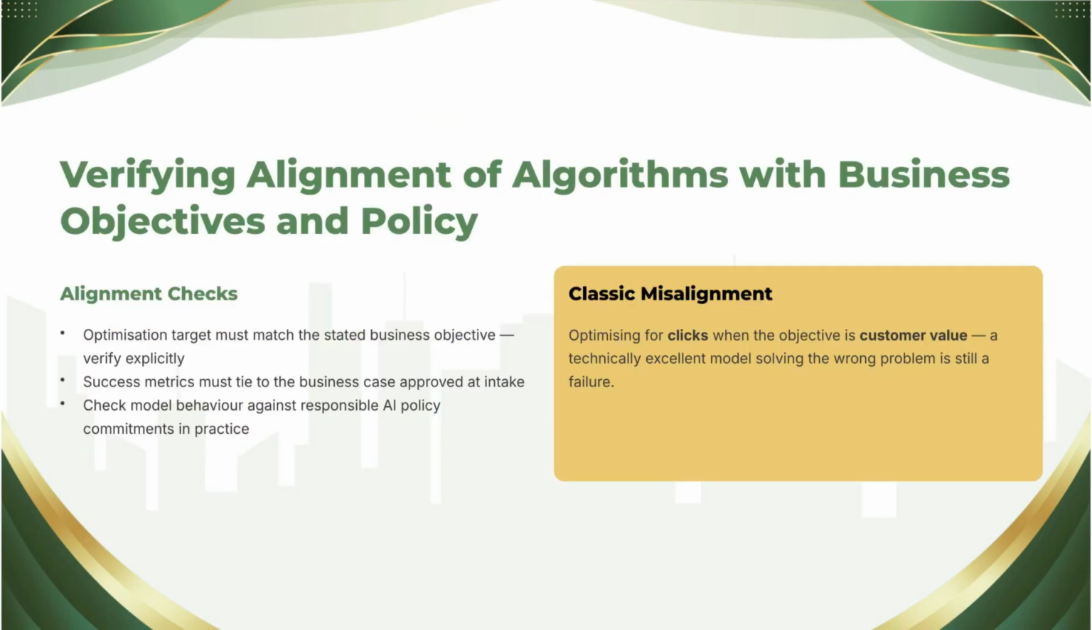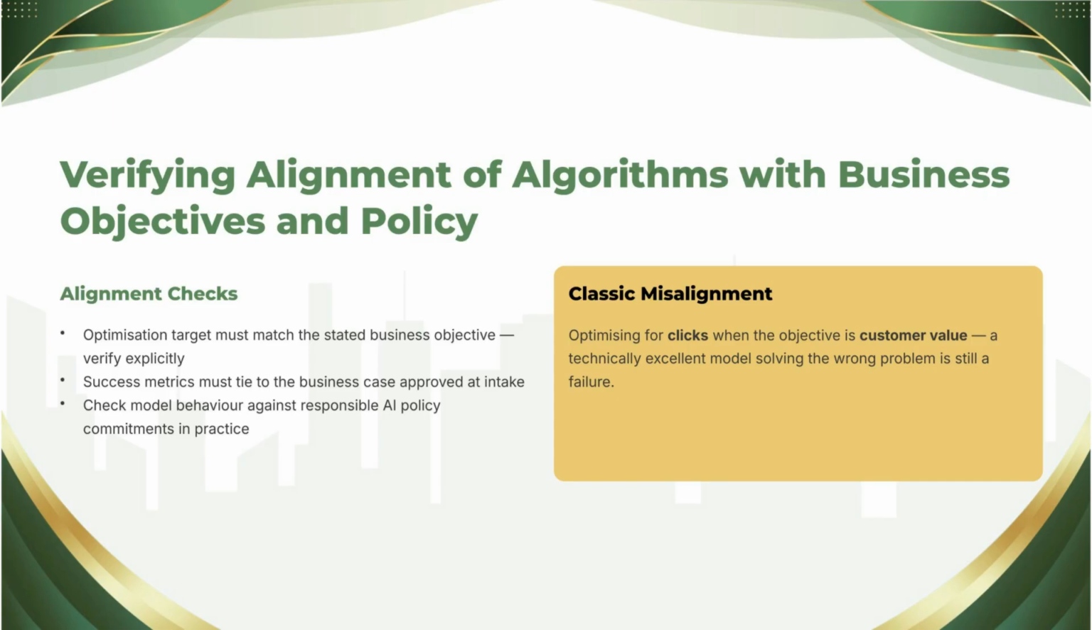Here's a failure mode that produces technically perfect models and organizational disasters. The model optimizes brilliantly for the wrong thing. Today's lesson is verifying alignment. Does what the algorithm actually optimizes match what the business actually wants, and what policy actually permits?